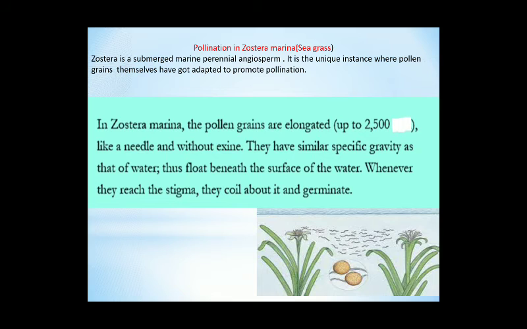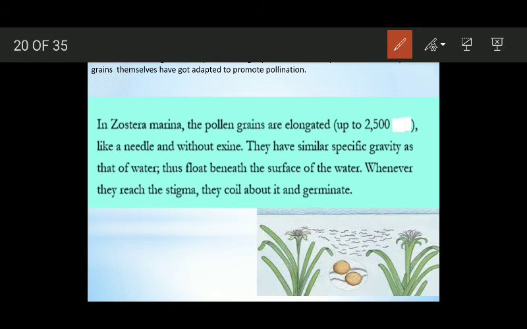Similarly, we will study the hypohydrophily in Zostera. Zostera marina, which is also known as seagrass, is a submerged perennial angiosperm, and it is a unique example where pollen grains themselves have adapted to promote pollination. In this plant species, the pollen grains have evolved in such a way that pollination takes place. Now I will tell you how.